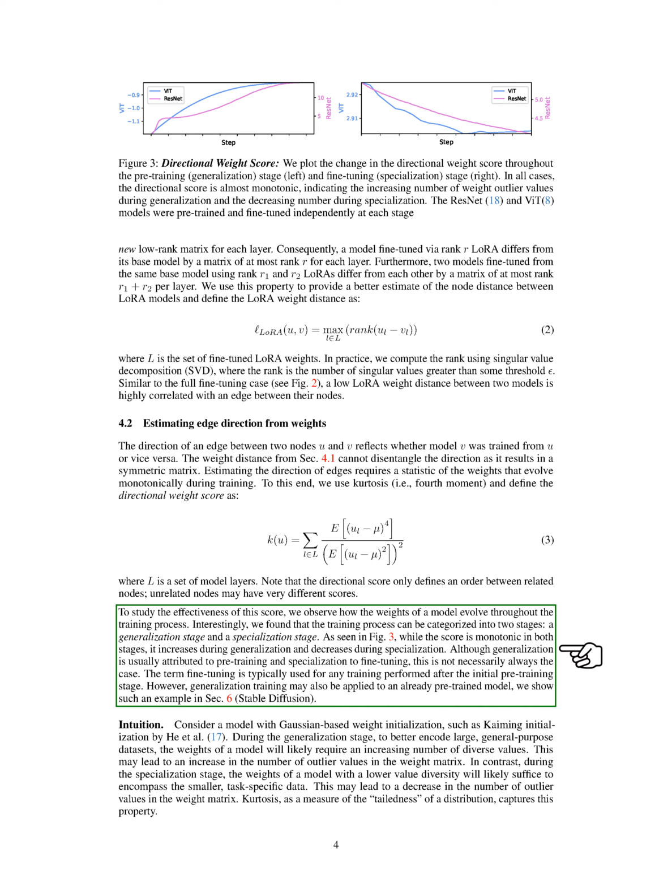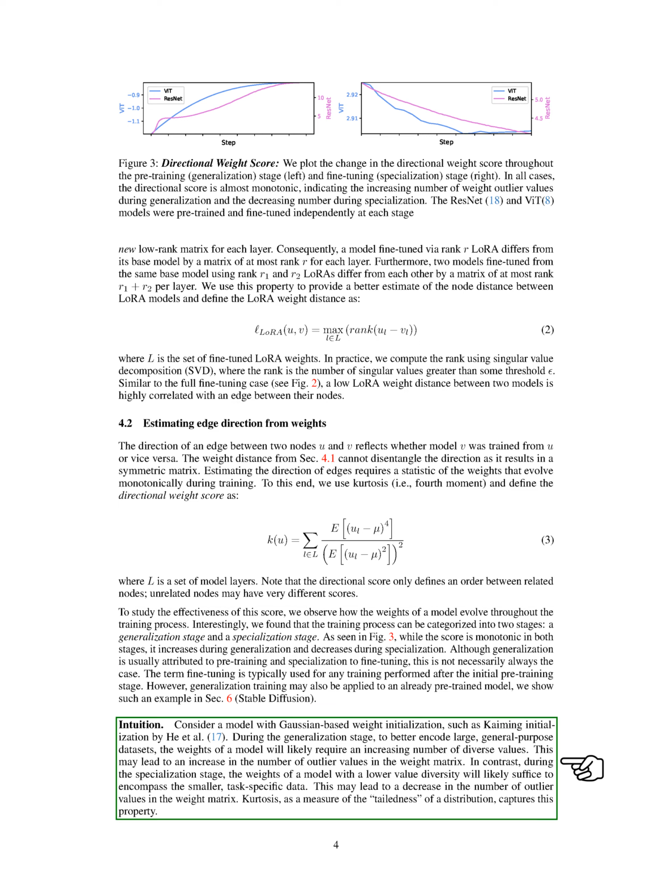Section: Intuition. In this section, we will discuss the intuition behind recovering the structure of model graphs. When we have a model with Gaussian-based weight initialization, like K-mean initialization, the weights may need to cover a wide range of values during the generalization stage for large datasets. This can result in more outlier values in the weight matrix. On the other hand, during the specialization stage for smaller, task-specific data, the weights may not need such a wide range of values, leading to fewer outlier values. Kurtosis, which measures the tailedness of a distribution, reflects this property.